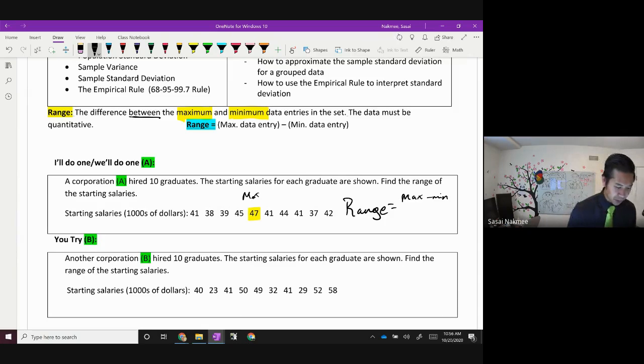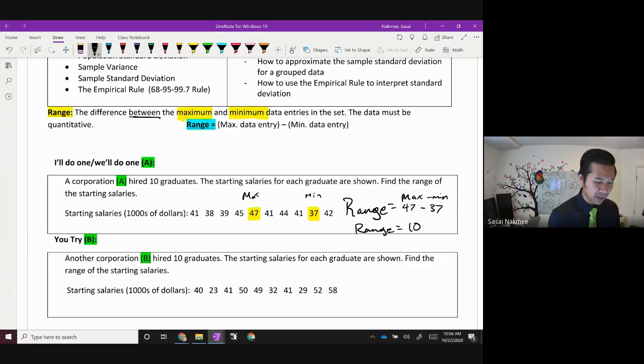What's the minimum? Who's making the least amount of money at this corporation? I think 37 is the minimum, right? Is that right? I think that's right. That's the minimum. So what's the range at this corporation? How much does it vary? How much does it change from lowest to highest? The maximum number I see is 47,000. The minimum number I see is 37,000. So the range at this corporation varies by about 10,000, right? All right.